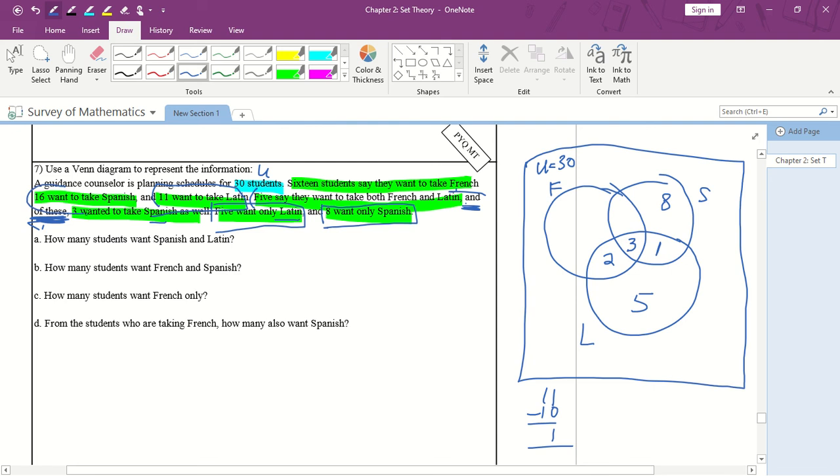16 want to take Spanish. So in this Spanish region here, there's 16 people. And here we have 8, 9, 10, 11, 12. So 16 minus 12, and there will be 4 people here. And the last one, 16 students say they want to take French. It means that this region also supposedly has 16. So 4 plus 3, 7. 7 plus 2, 9. So 16 minus 9, here is 7.